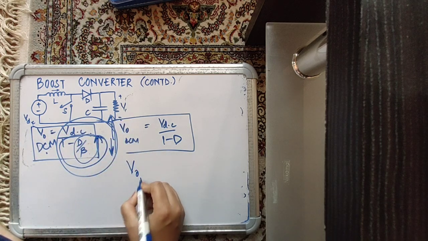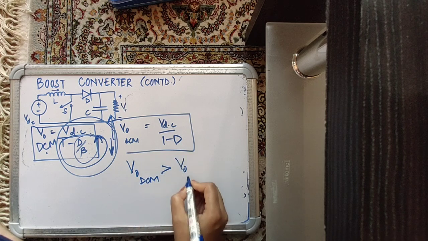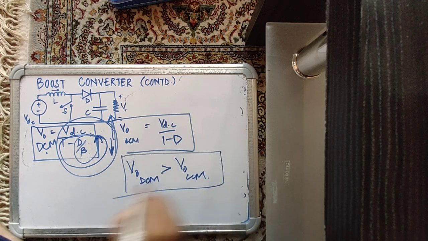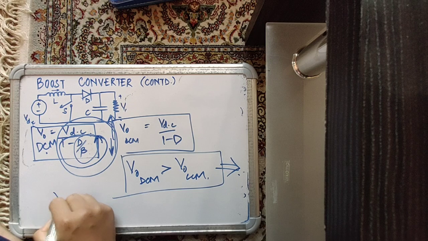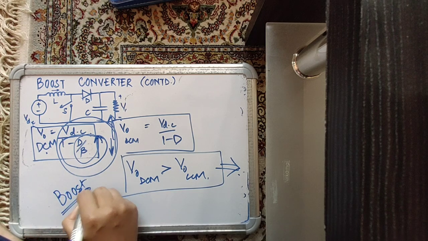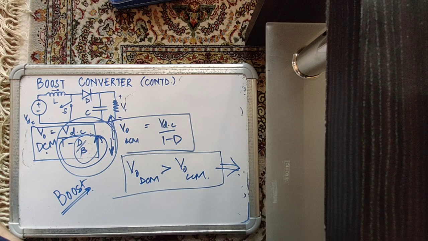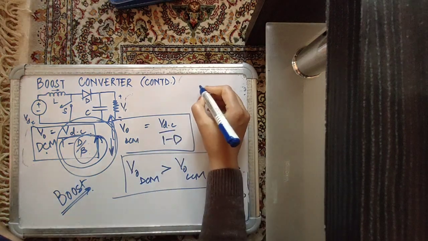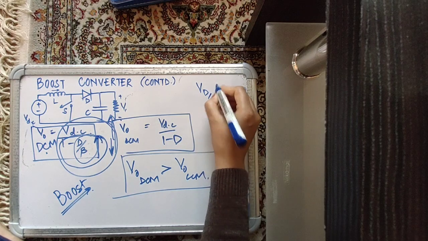So you know that V0 in DCM is greater than V0 in CCM, which is again undesirable, because your devices in a boost converter circuit are stressed to the load voltage. If you purchase a diode or switch, you purchase them in the context of the output voltage that the circuit has to produce. Now if you have a 5 volt input and you're producing a 20 volt output, you would assume that your diode and your switch will be rated at 20 volts.